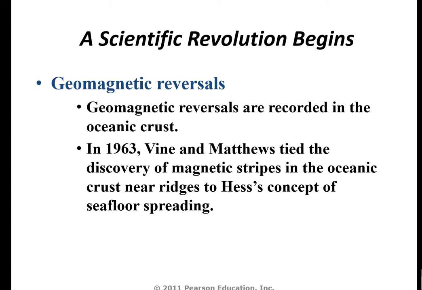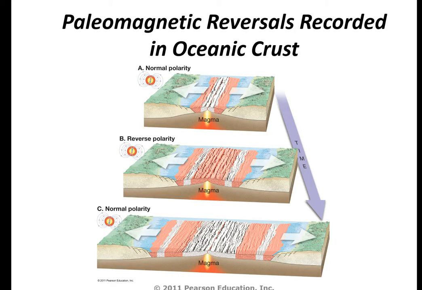And so the geomagnetic reversals are recorded into the oceanic crust. In 1963, two scientists came in with the discovery of magnetic stripes on the ocean crust near ridges and correlated it with Hess's concept of seafloor spreading. What we see on the ocean floor here is at this boundary, the crust is separating from each other, and this picture is painted this way to show you the differences in polarity of the rocks.